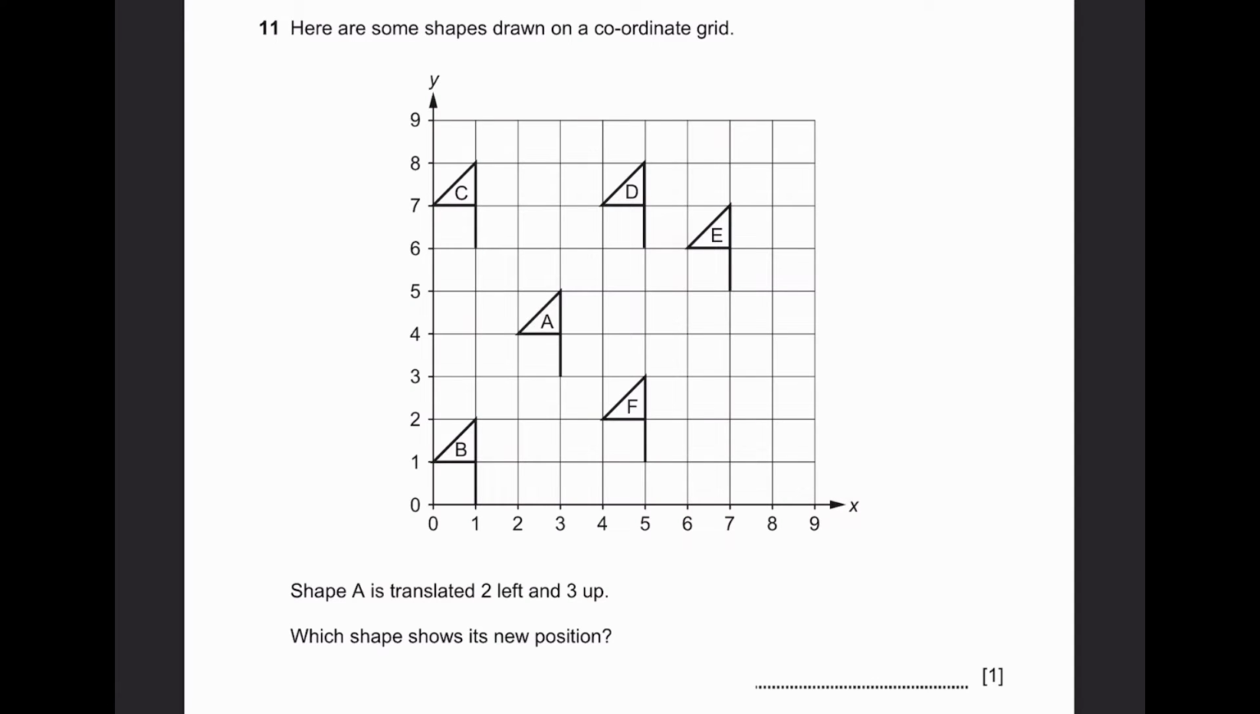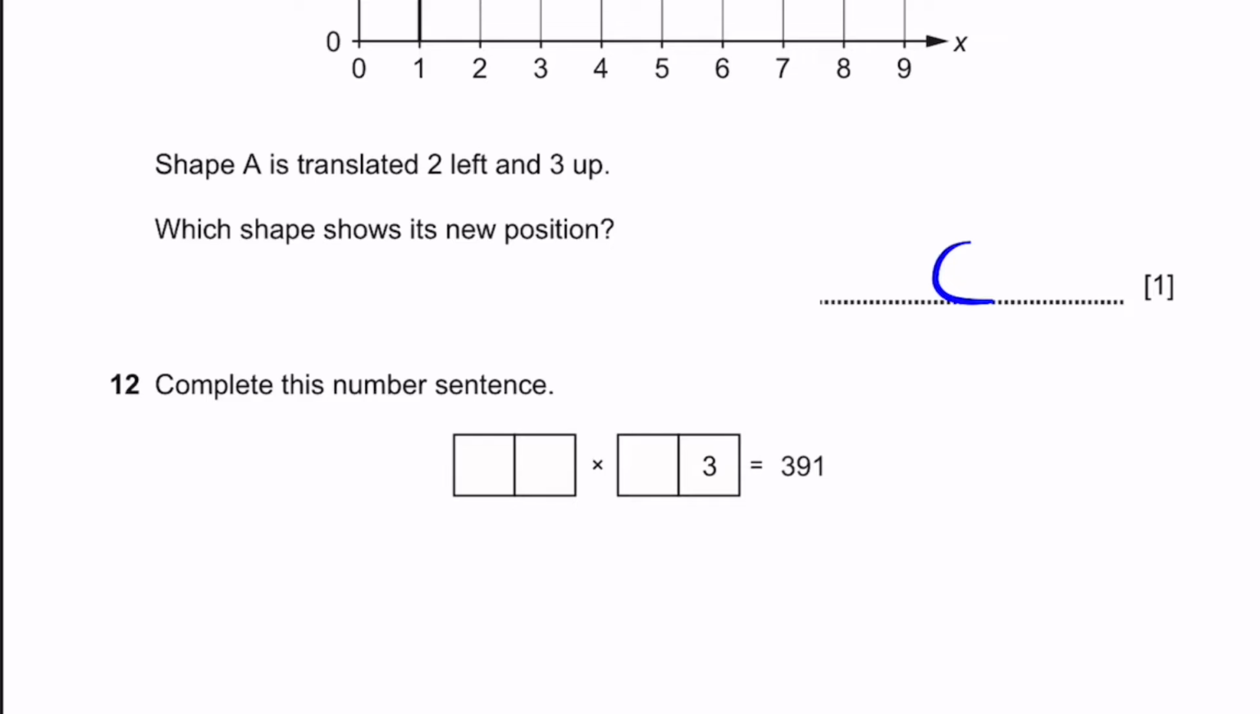Here are some shapes drawn on the coordinate grid. Shape A is translated 2 left and 3 up. What shape shows its new position? So 2 left for this point, for example, is 1, 2. 3 up will be 1, 2, 3. We get to this point on shape C. So we do that for all the 4 corners. That'll translate to point C. That's the answer. Question 12.